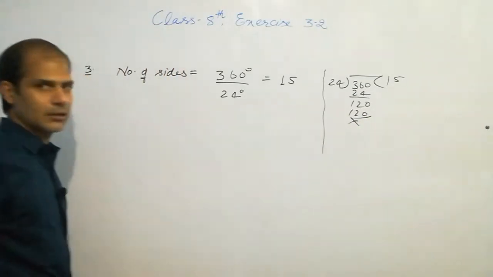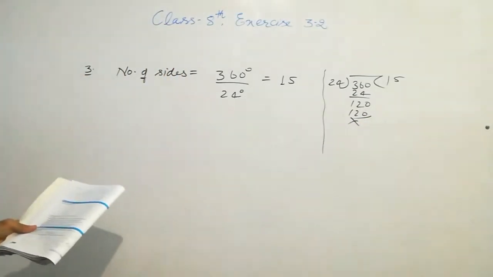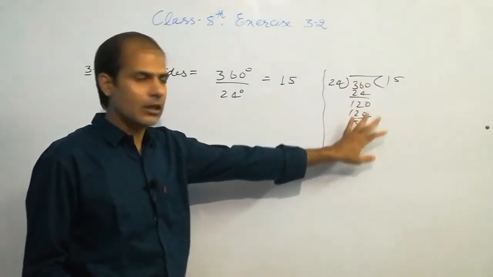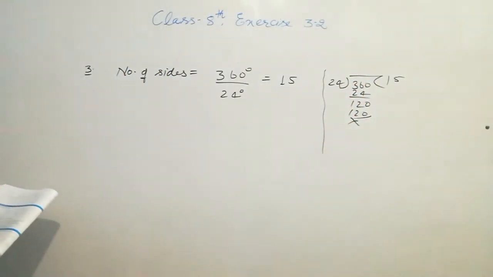Okay, that is the rough work. No need to do it in the fair notebook. You can do it in the rough copy. No need to show the division in your fair copy. So it is the answer of the third question.